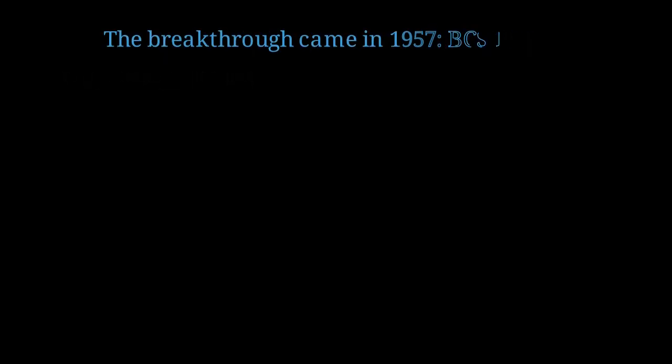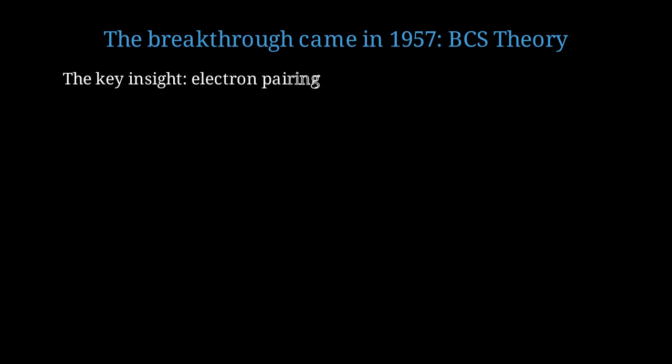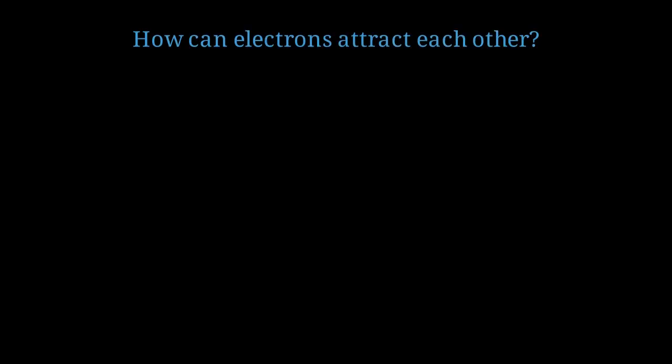The breakthrough came in 1957, when John Bardeen, Leon Cooper, and Robert Schrieffer developed what is now known as BCS theory. This provided the first successful microscopic explanation. The key insight was that electrons in a superconductor form bound pairs called Cooper pairs. These pairs behave as bosons rather than fermions. Now you might ask, how can electrons possibly attract each other? They're both negatively charged. They should repel, right?